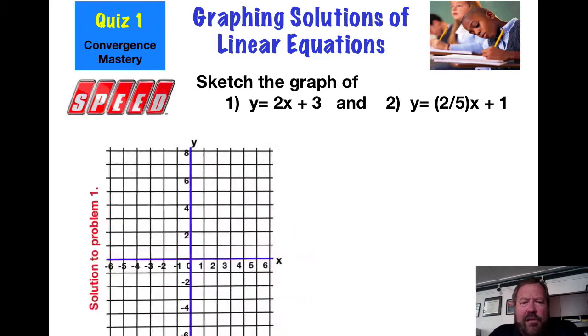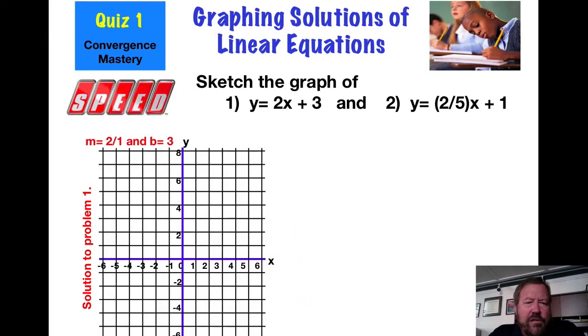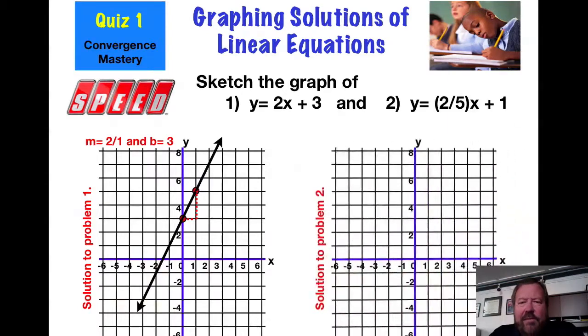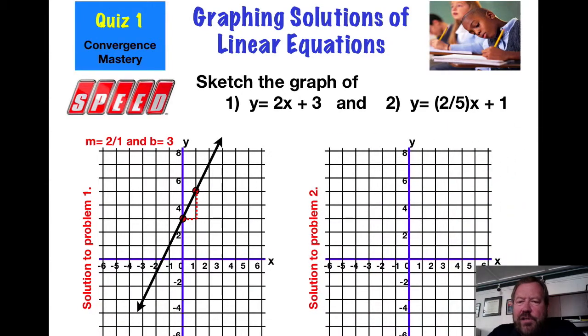But see, now with the slideshow, you bring up the solution to problem 1. It shows the slope as a fraction is 2/1. The y-intercept is 3. So you plot 3, and 2/1 is over 1 and up 2. Plot your second point and draw your line. And then the second graph comes in, and we address question 2. The slope is 2/5. The y-intercept is 1. So we plot at 1, and we go over 5 and up 2.